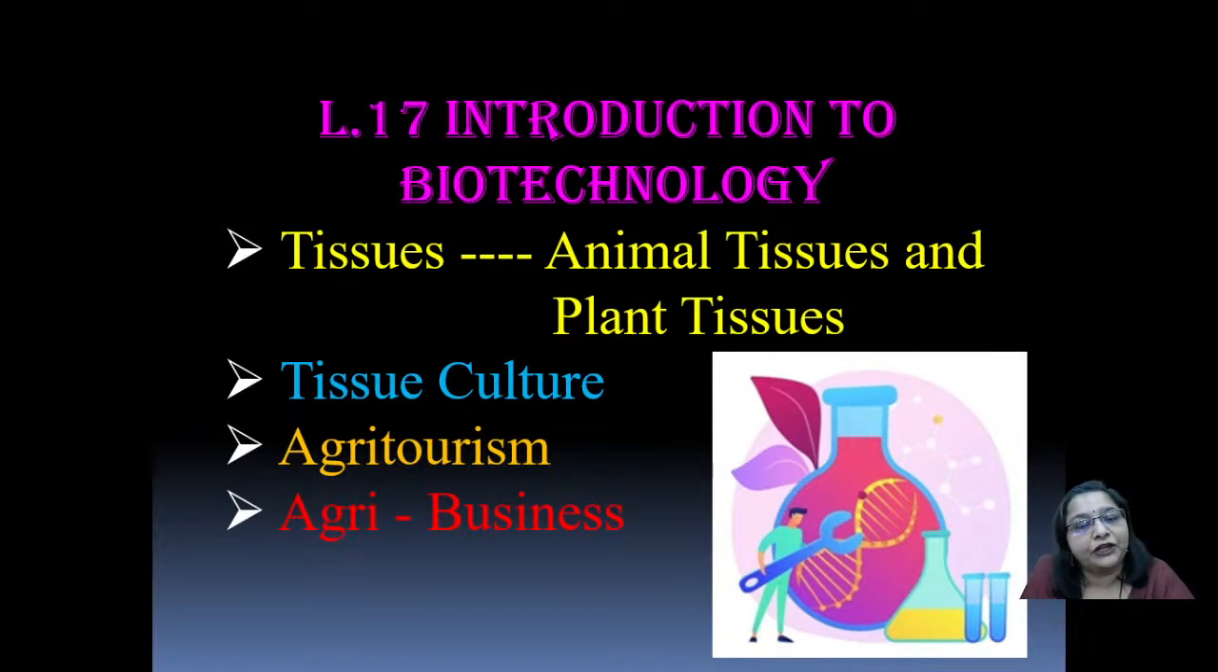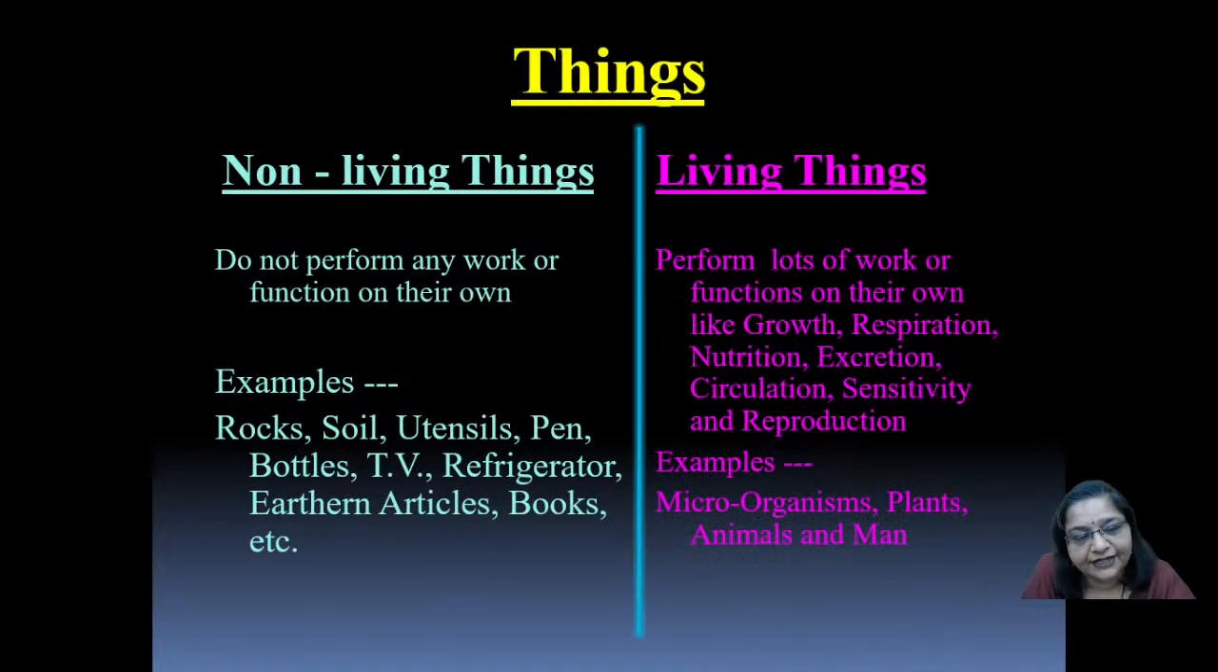Okay, you already know that we are going to see 4 different topics under this chapter. That is lesson number 17, Introduction to Biotechnology. We are going to look into the subtopics tissues, in which we have already studied animal tissues, and today we are going to do plant tissues. Whereas further we'll be learning about tissue culture, agritourism, and agribusiness.